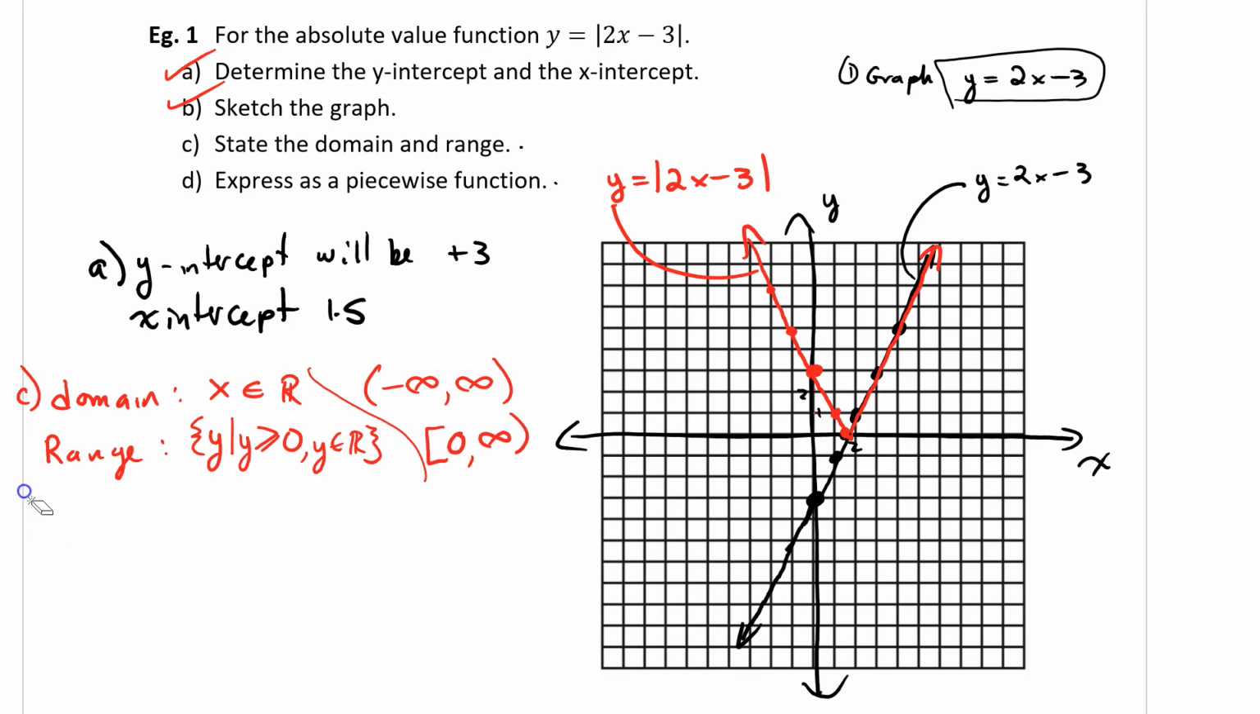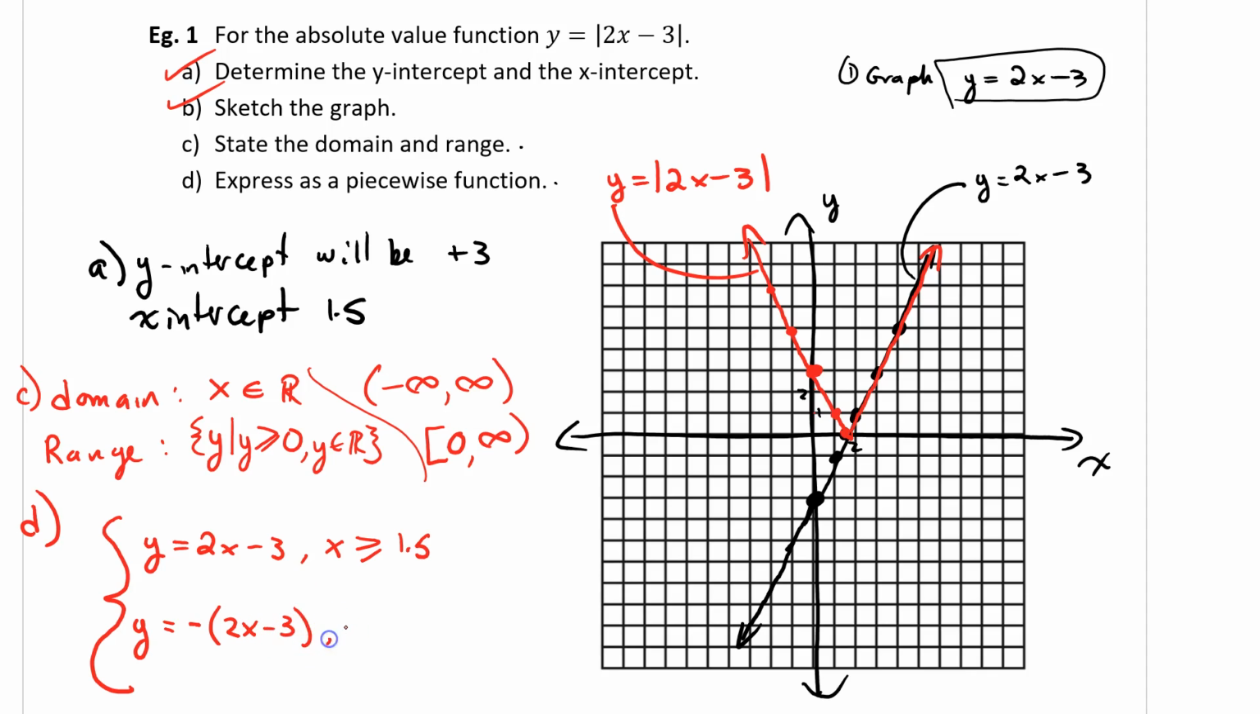Now D, which is expressed as a piecewise function. What we have is this bracket that looks like this. So what I'm saying is this is the exact same as y equals 2x minus 3 when x is greater than or equal to 1.5, because it's the same line we drew over it. But now y equals negative 2x minus 3 for x values that are less than or equal to 1.5, that critical point. Now if you wanted to do a little bit more fancy footwork with the algebra, that is totally fine. You can say negative 2x plus 3, but this is absolutely adequate.